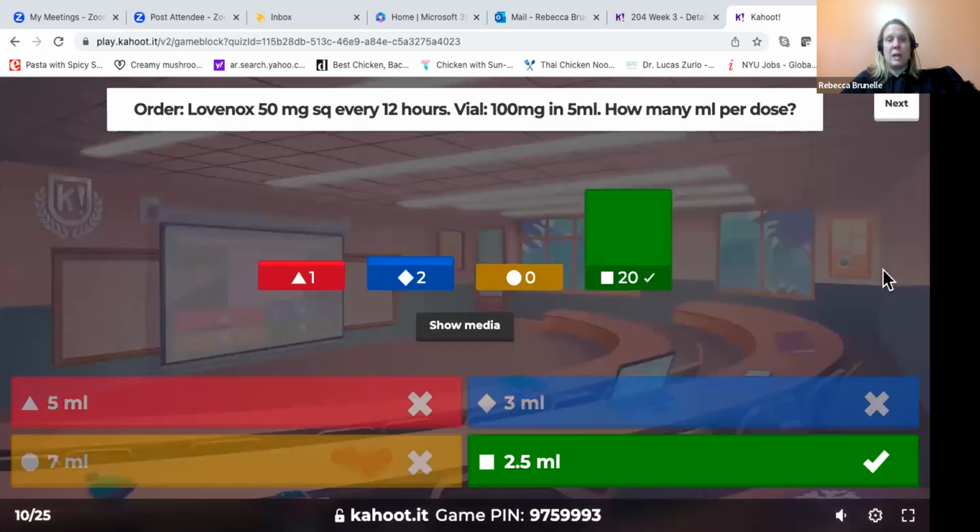So most of you, yes, most of you recognize this one. You should be able to kind of look at it. So 50 milligrams is half of 100. So if you have 100 milligrams and 5 mLs, 50 milligrams is 2.5. That one should be a little bit more logical. You can kind of look and be like, oh yeah, that makes sense to me because half of 100 is 50.